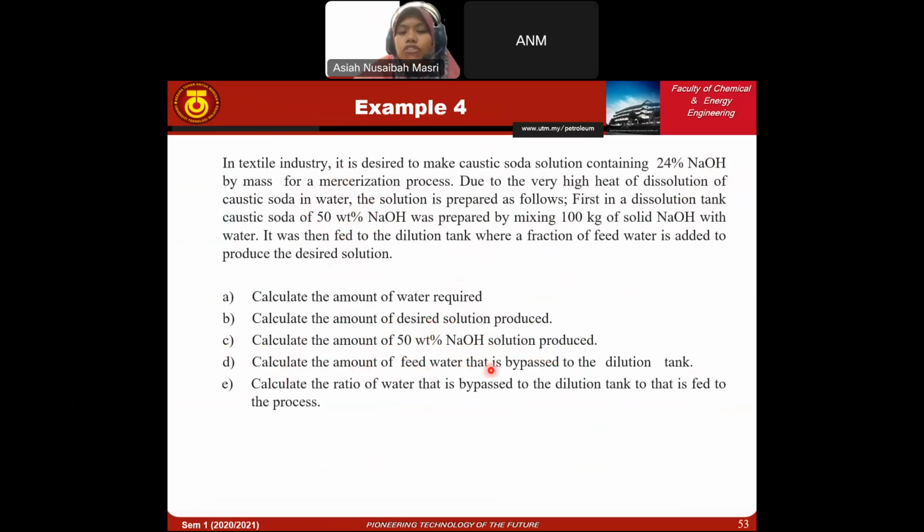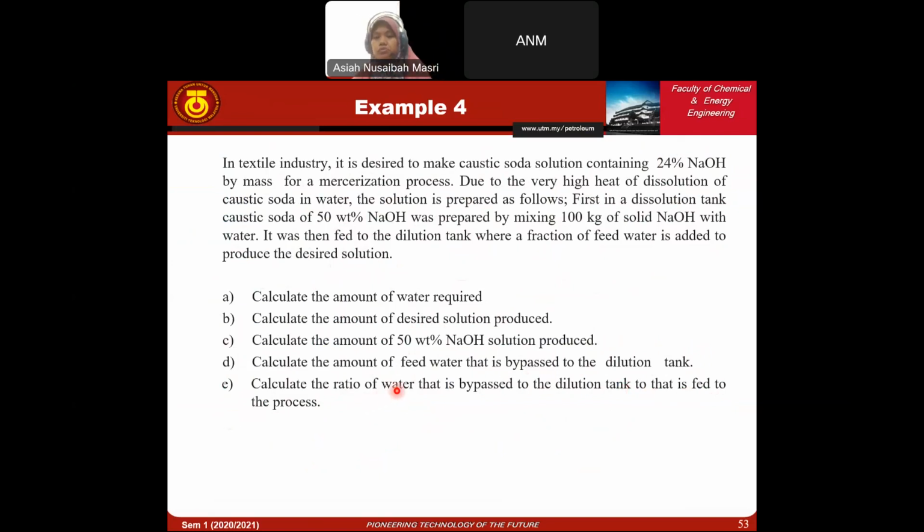Calculate the amount of feed water that is bypassed to the dilution tank. Now we need to know the feed water that bypassed to the dilution tank. So we got a hint here. Where is the bypass positioned? E, calculate the ratio of water that is bypassed to the dilution tank to that which is fed to the process.